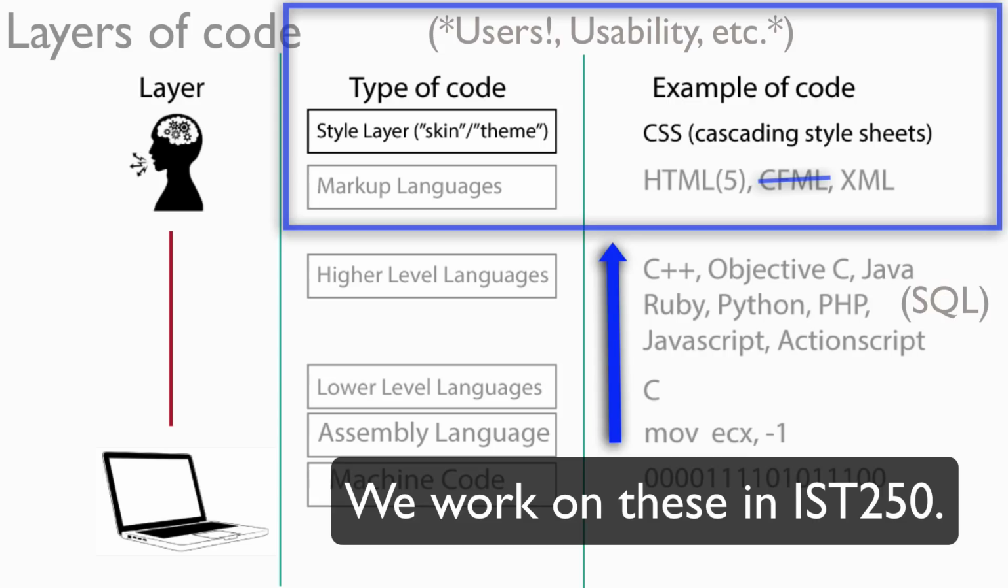Okay, so as a wrap-up, this has been a mile-high view of the different layers, the different types of code that one might come across when building web systems, web applications, websites. What we will be focusing on in this class, IST 250, is shown here. The markup languages layer, not including Cold Fusion. We won't be doing any Cold Fusion in this class, but we will be doing HTML, particularly HTML5, which is the newest version of HTML.